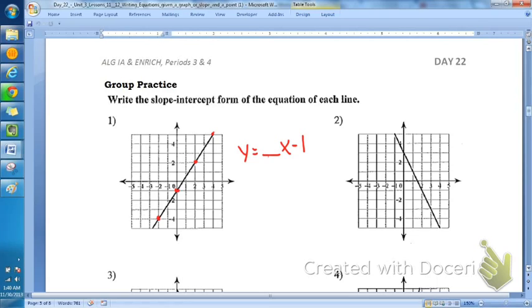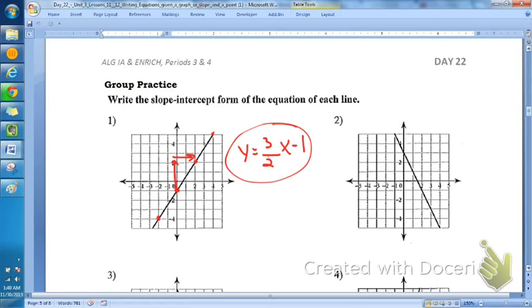If you go from the left to the right, you'd have to rise up 1, 2, 3 and run right 2. No matter which 2 points you choose, you'd have to reduce that fraction. So there's your final answer: y equals 3/2 x minus 1.